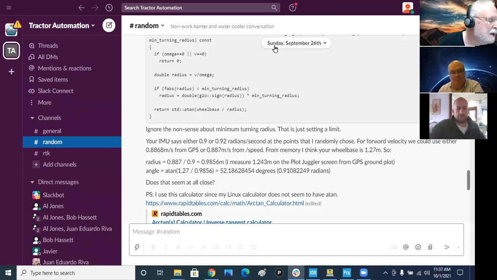So anyway, on Sunday, September 26th, I said, if you go out and measure your forward velocity and rotational velocity and run through this calculation, your steering is coming out at 52.2 degrees. Is that what you're asking? I went through the whole process and said, measure the forward and rotational velocity, run it through this equation, and it'll tell you what angle it thinks that is. This is just taking it from a single point by looking at your plots.